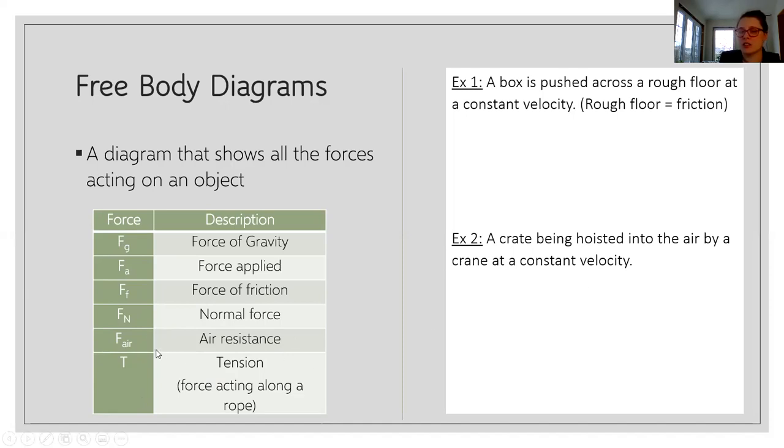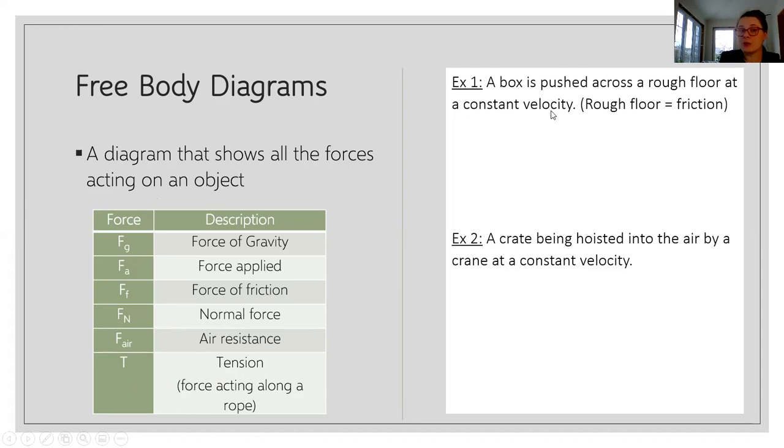We won't use that in one of these examples, but if we have something falling through the air, we can think about air resistance. We can figure, well, how much force does air resistance apply? And then T will often be tension, that's just force acting in a rope. So those are some examples that we can have. You can use other labels for them if you want, but these are the most commonly used ones.